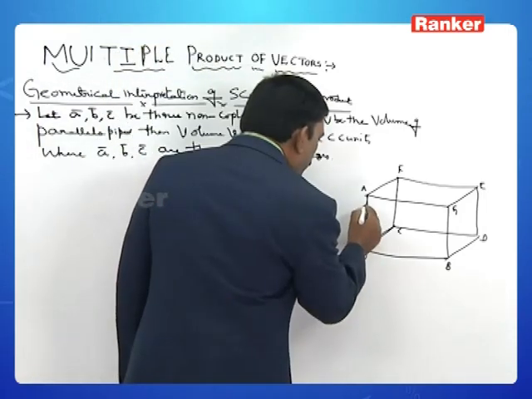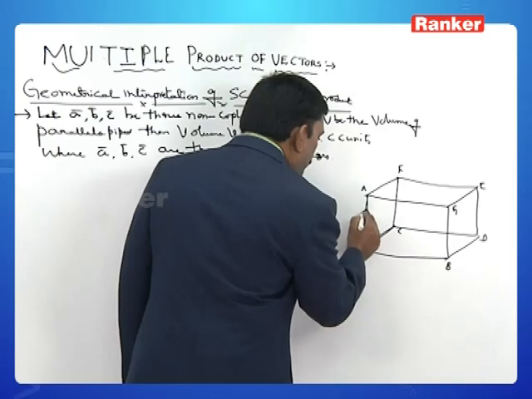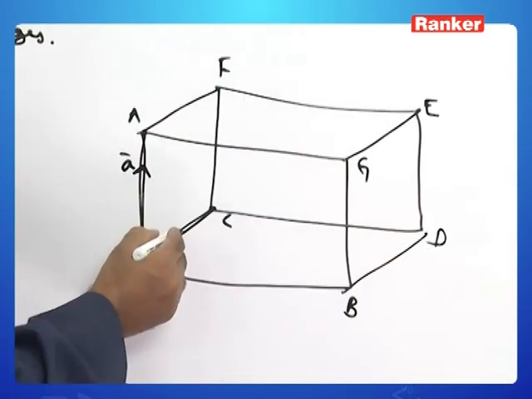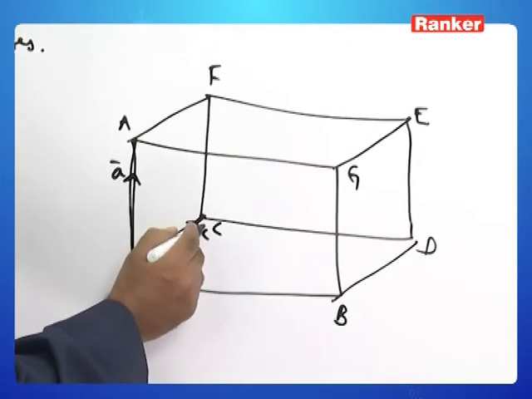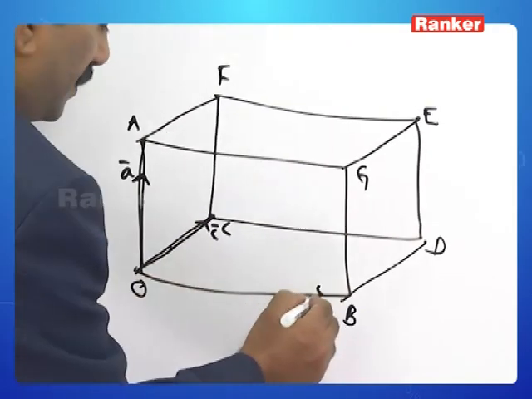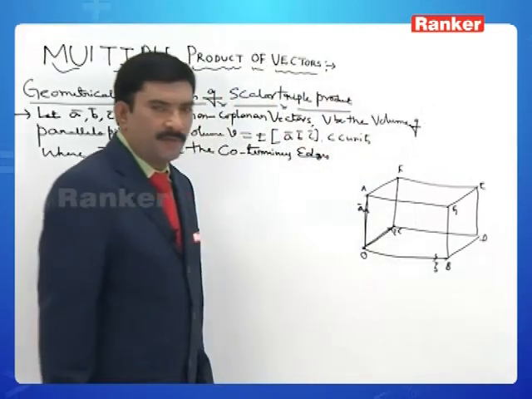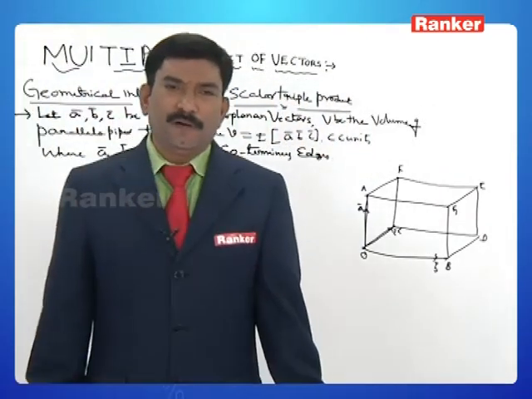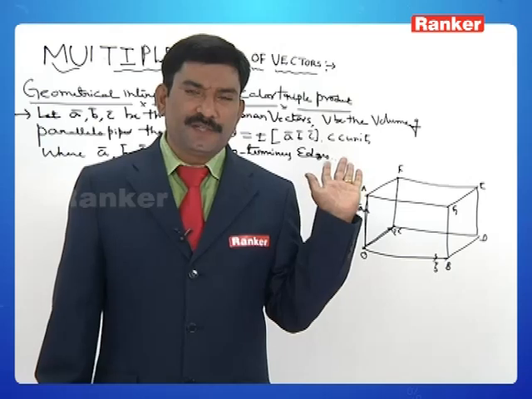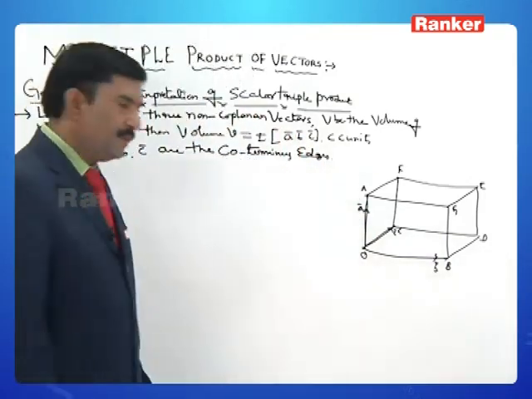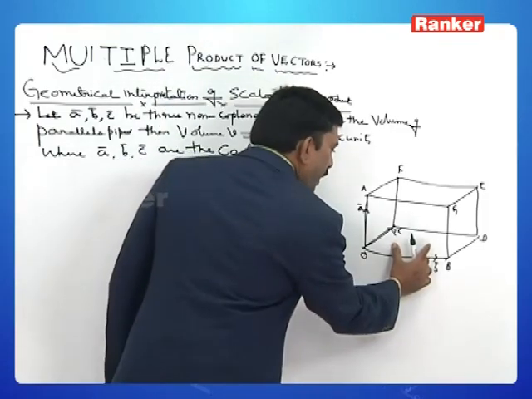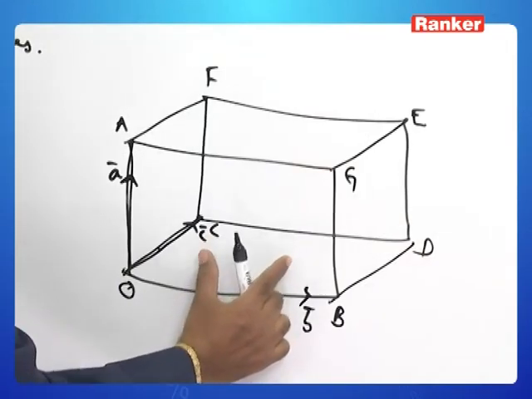Now, I take this as A bar. This is C bar. And this is B bar. A bar, B bar, C bar represent the coterminous edges of a parallelepiped. Now, this plane, OBDC, is one plane.